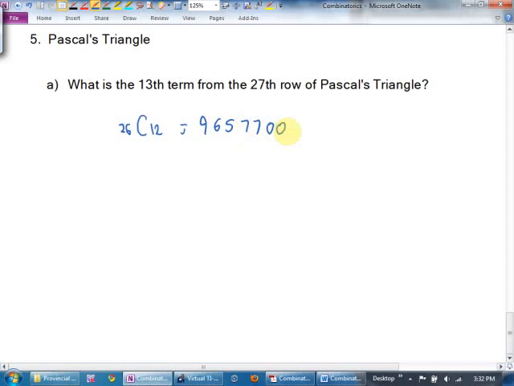No, it's 1 less, 1 less. Second most common mistake, because that one your calculator would have barfed at you and you would have figured it out anyways. Second most common mistake, people would go 27 choose 13. Nope, it's 1 less, 1 less. Why is it 1 less, 1 less? Because we started counting from 0.